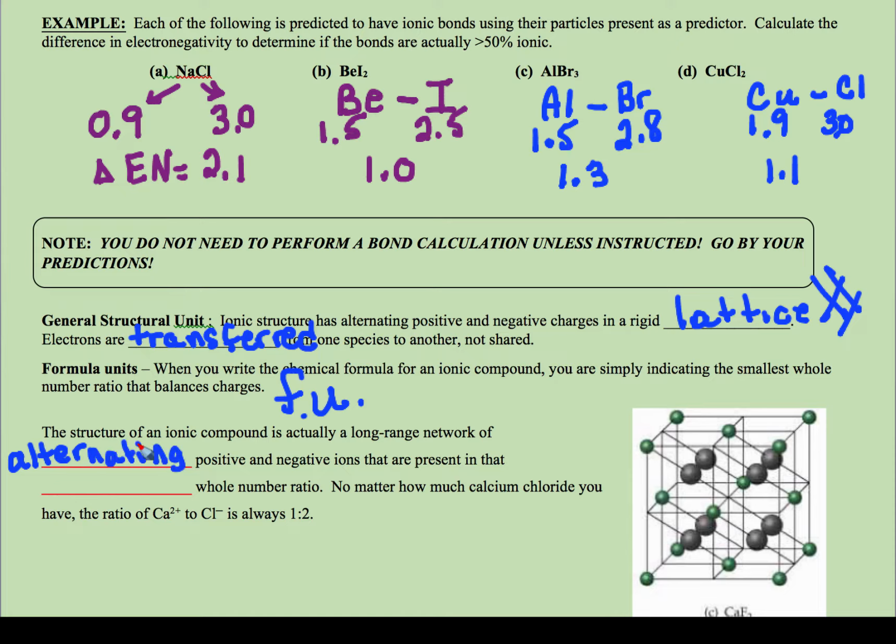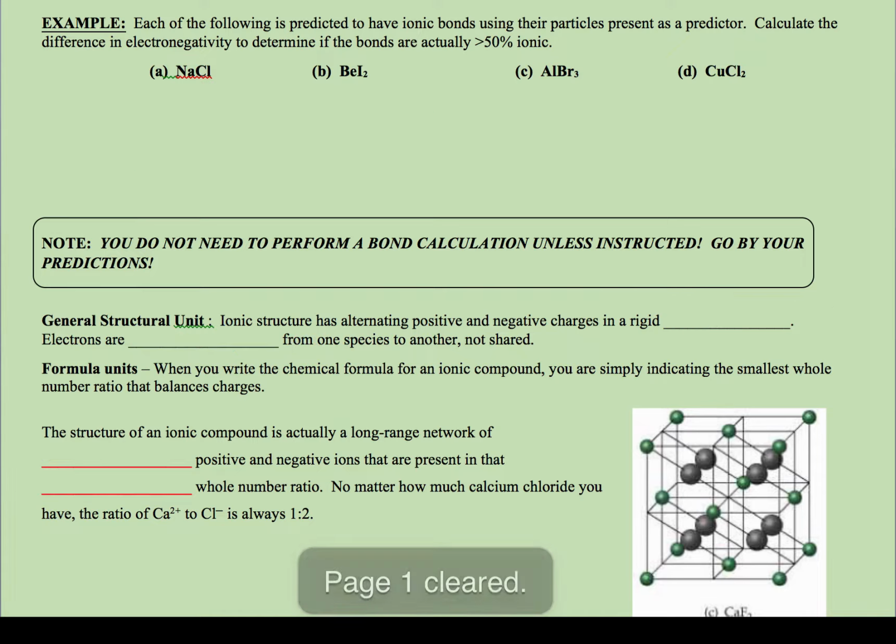Because positives repel positives and negatives repel negatives, they need to alternate to minimize that repulsion. And we always reduce the ratio to the simplest whole number ratio. So calcium chloride is always 2 chlorides to 1 calcium ion. And that's how we define their formula units.